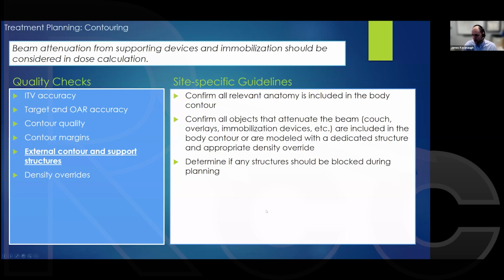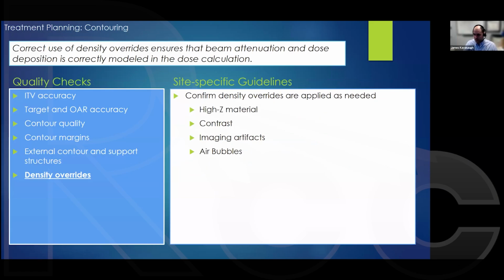And then also determining if any structures should be blocked during planning to avoid passing through that particular structure. And then I mentioned this earlier, but density overrides, this comes into high Z materials if they're going to be present during treatment, contrast if they're not, imaging artifacts if it's something that's transient that was not removed at the SIM. So we may have to account for that density where there may have been imaging artifacts or air bubbles that we know aren't actually physically going to be there for treatment. How do we account for those retrospectively?